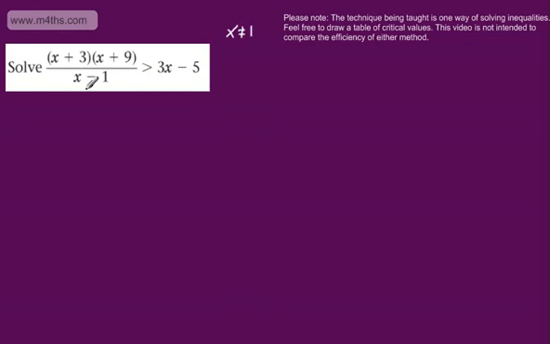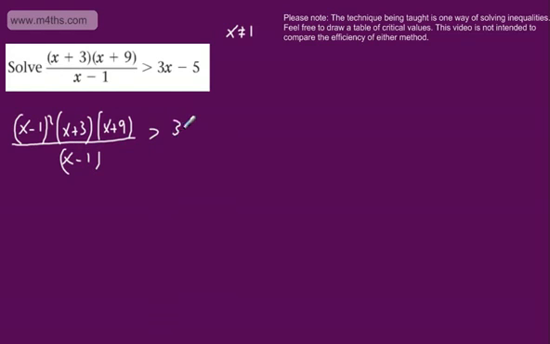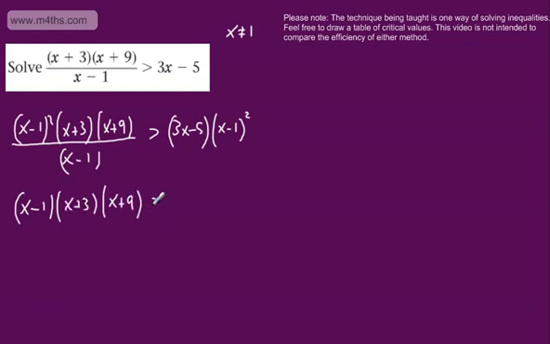So let's multiply through by the square of x minus 1. So what we'll have is (x-1) squared multiplied by (x+3)(x+9) all over the x minus 1. That's going to be strictly greater than the quantity 3x minus 5 multiplied through by the square of the denominator, which is (x-1) squared. We can cancel these and we can write (x-1)(x+3)(x+9) is greater than (3x-5)(x-1).